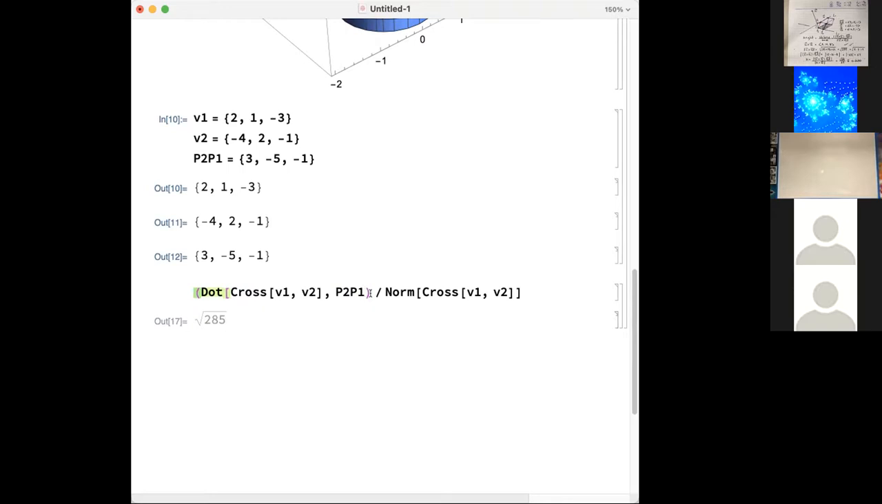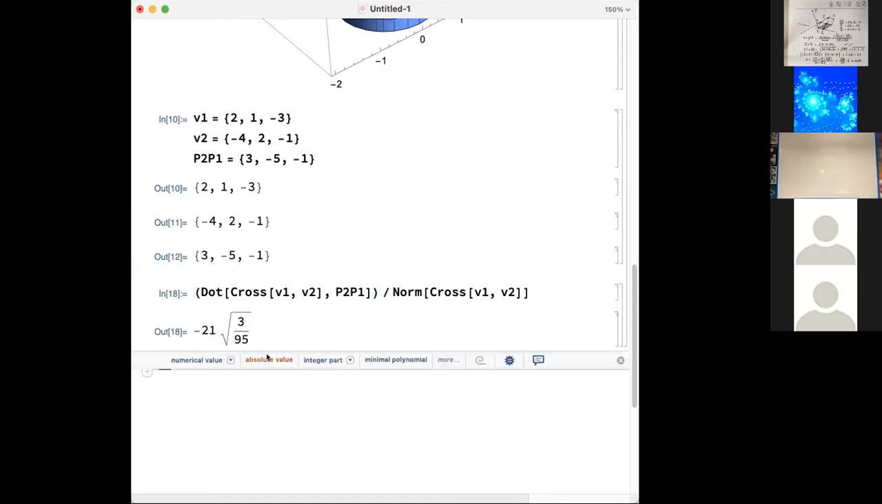Mathematica's braces are not happy yet because one of them is colored red. So what do I want to do? I have not finished the dot product brace. There we go. Now I have a cross product inside a dot product inside a numerator. And Mathematica says 21 negative root 3 over 95.